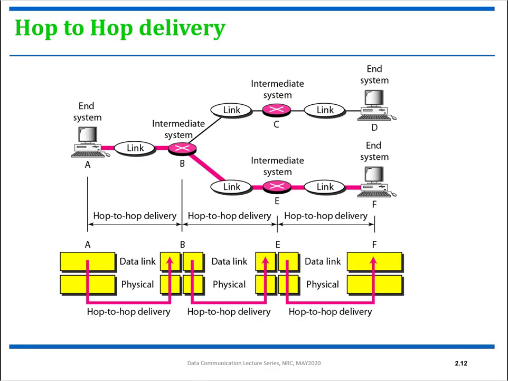So as you see, there is hop to hop delivery. As I discussed, the lower three layers, physical, data link and network layer, communicate through hops. For example, they are not throwing the packet into the internet. They are sending the packet to its nearest next hop, then next hop, next hop. In this way, the data is sent to the destination.